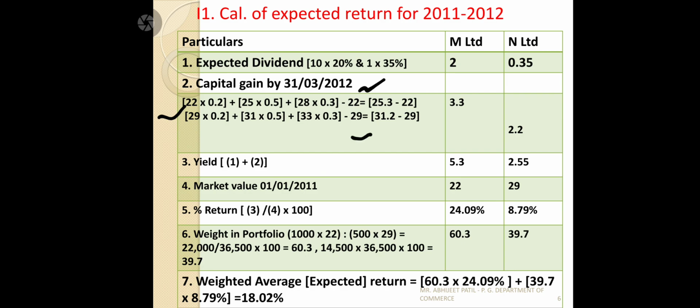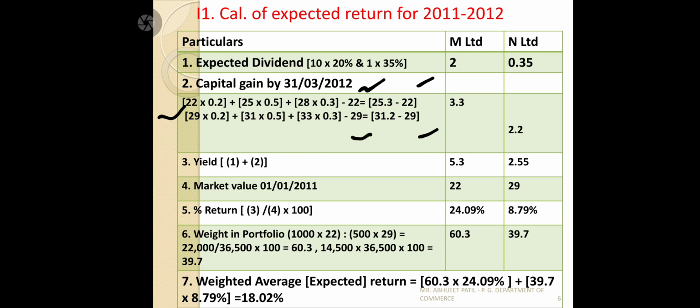So we'll get the overall return, that is 3.3, it is capital gain at the end of 31st March 2012 after solving these activities. How are we going to solve? Individual market price multiplied by probabilities, overall answer comes to 25.3 minus market price, it is there 22 and 29, you can do for M 3.3 and N 2.2.